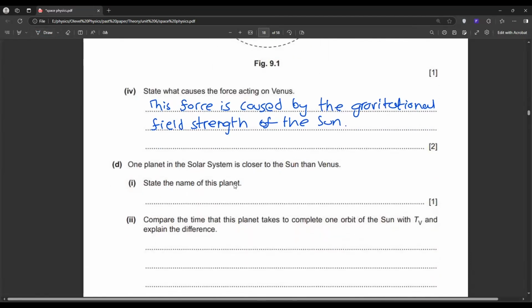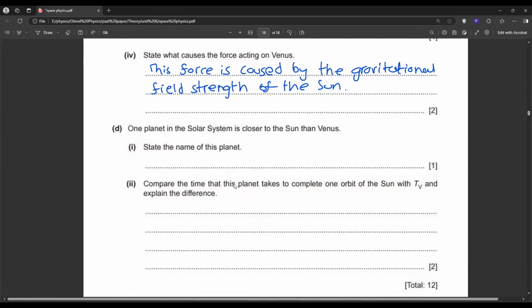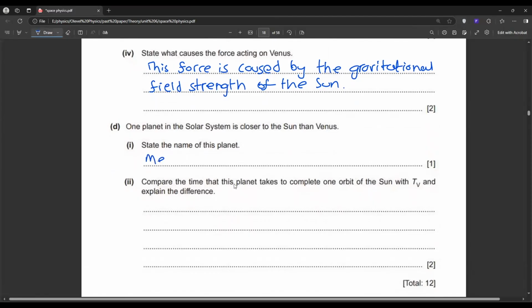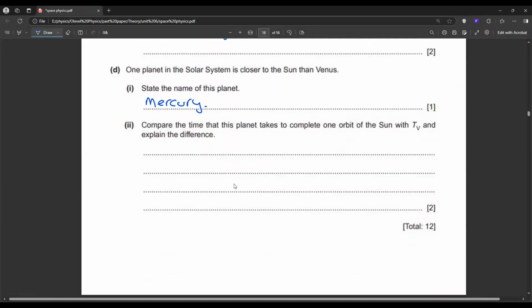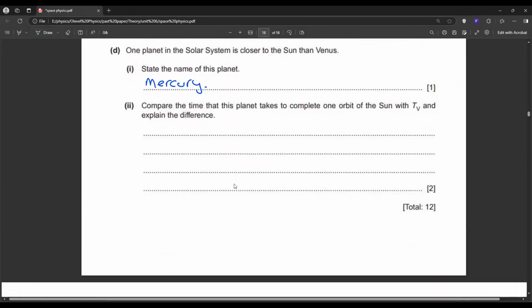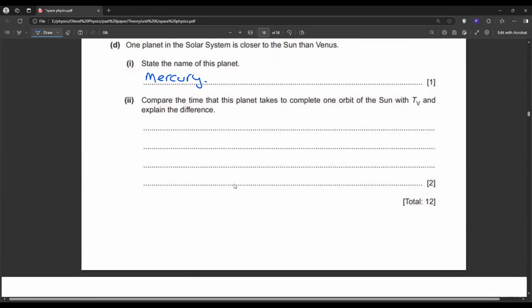One planet in the solar system is closer to the sun than Venus. Which is that planet? Mercury. Perfect. Compare the time that this planet takes to complete one orbit of the sun with time TV. Explain this difference. What will be the orbital period of Mercury compared to the orbital period of Venus? First of all, let's draw it. I think by drawing it, it will get easier. This is Sun, this is Mercury, and let's say this is Venus. Perfect.